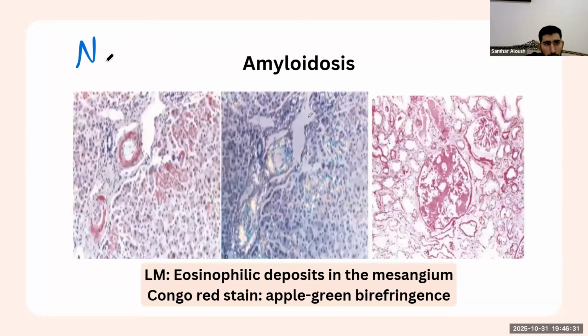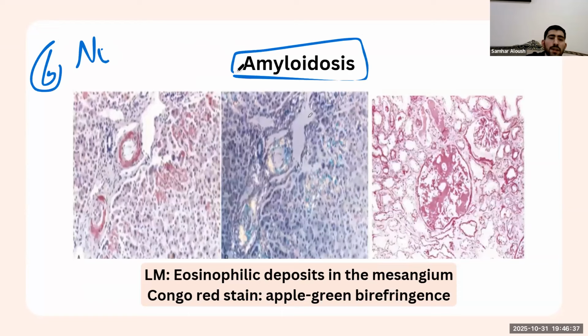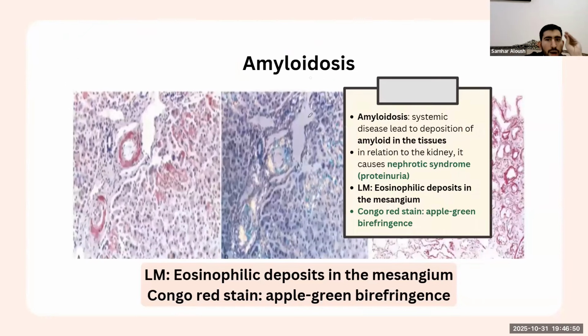The last disease in nephrotic syndrome, that's the sixth disease I guess, is amyloidosis. Amyloidosis is due to amyloid deposition. Amyloidosis is a big disease of its own, with amyloid deposition in the kidney, the skin, and the bone marrow. But here we only need to focus on amyloid deposition in the kidney. So amyloidosis is a systemic disease that leads to deposition of amyloid in the tissue. If this amyloid gets deposited in the kidney glomerulus itself, we will have nephrotic syndrome. What does nephrotic syndrome mean? It means proteinuria. Okay? That's it. Amyloidosis, deposition of amyloid in the kidney.